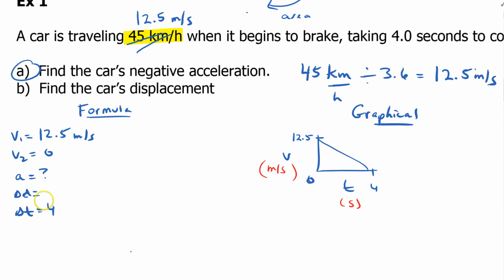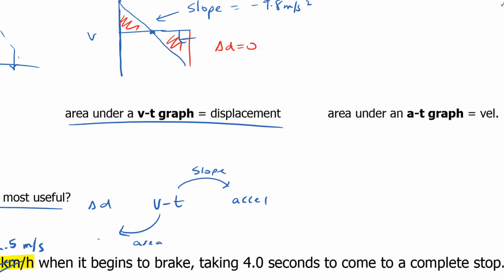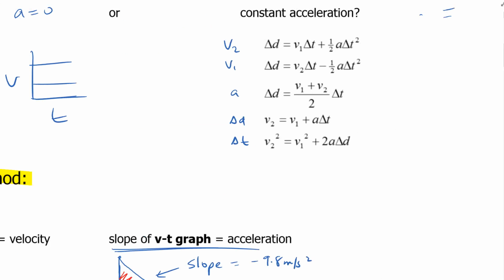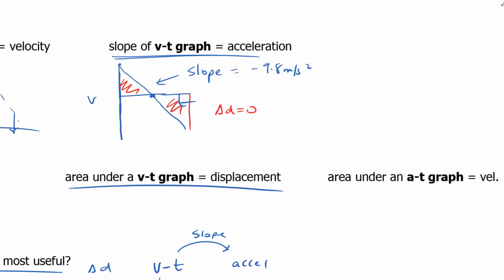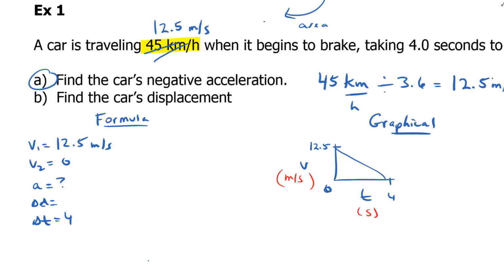So the first thing we want to do is use one of the big 5, the one that does not have displacement in it. So if I go back to my list over here, the one that does not have displacement is equation number 4. V2 equals V1 plus A delta T. So if I write that out here, V2 equals V1 plus A delta T. And now I'll substitute all the things that I know. 0 is equal to 12.5 plus A times 4.